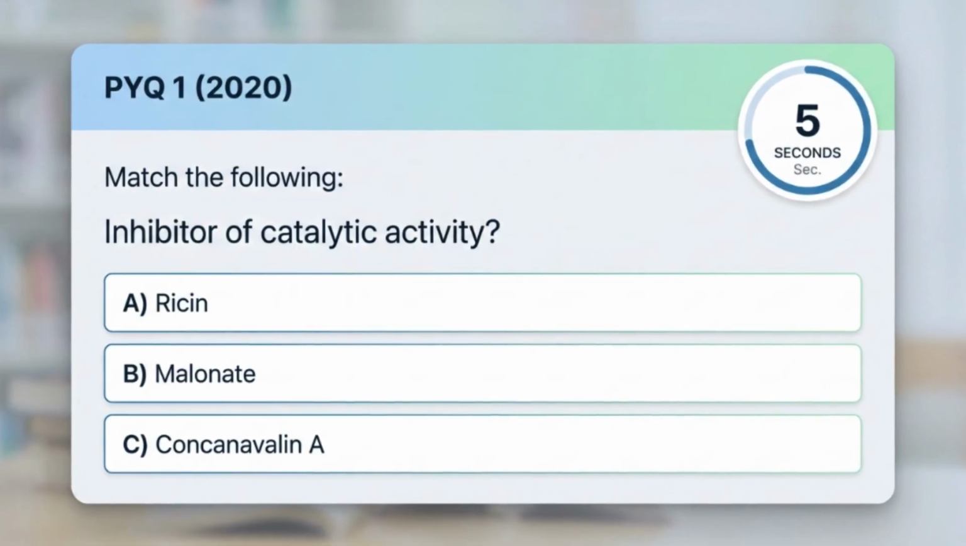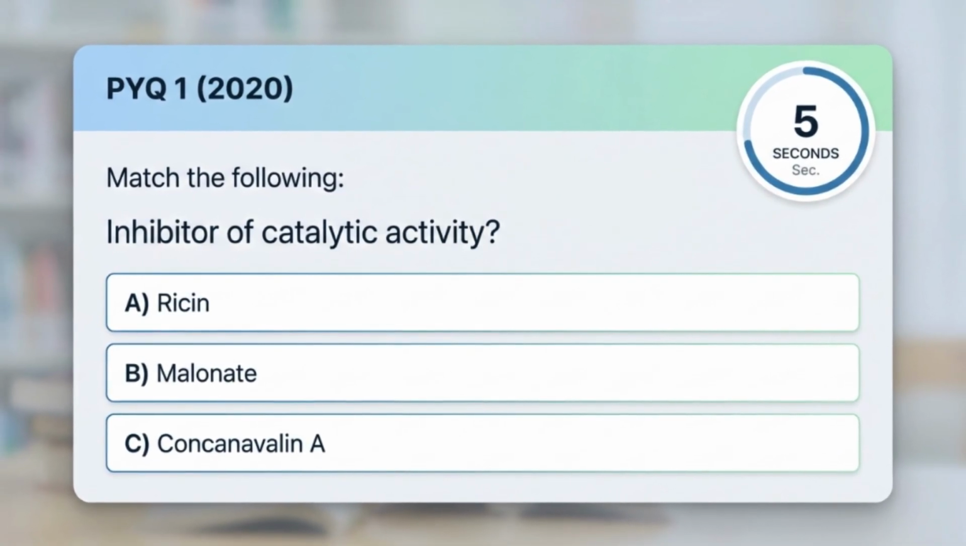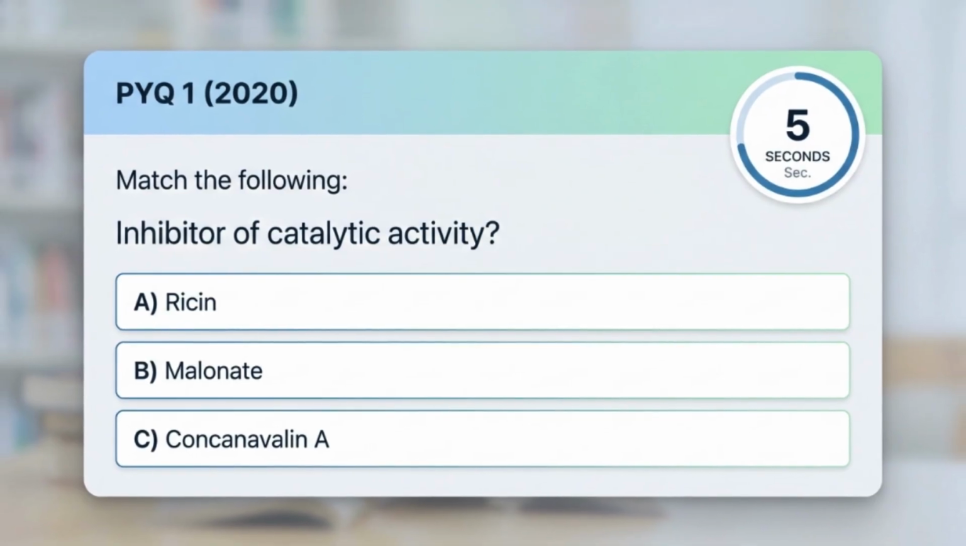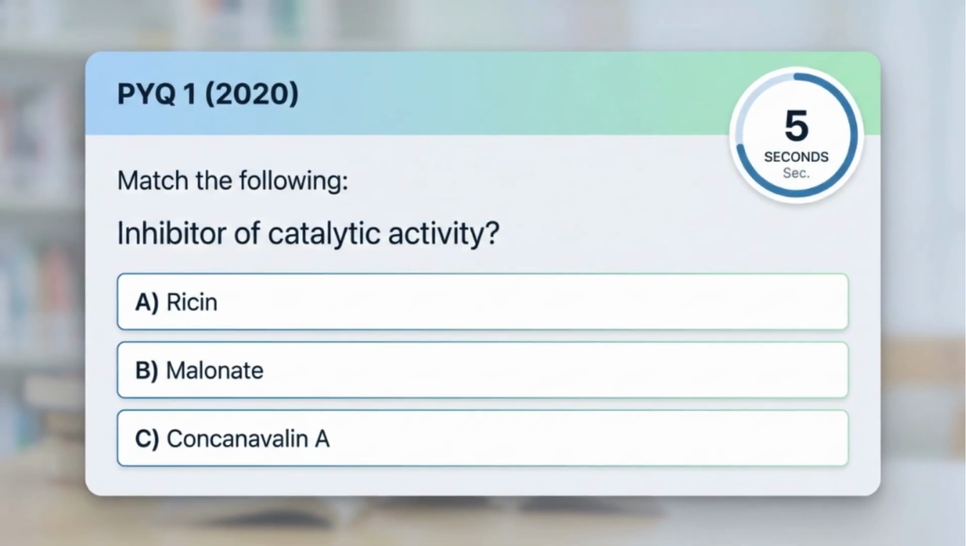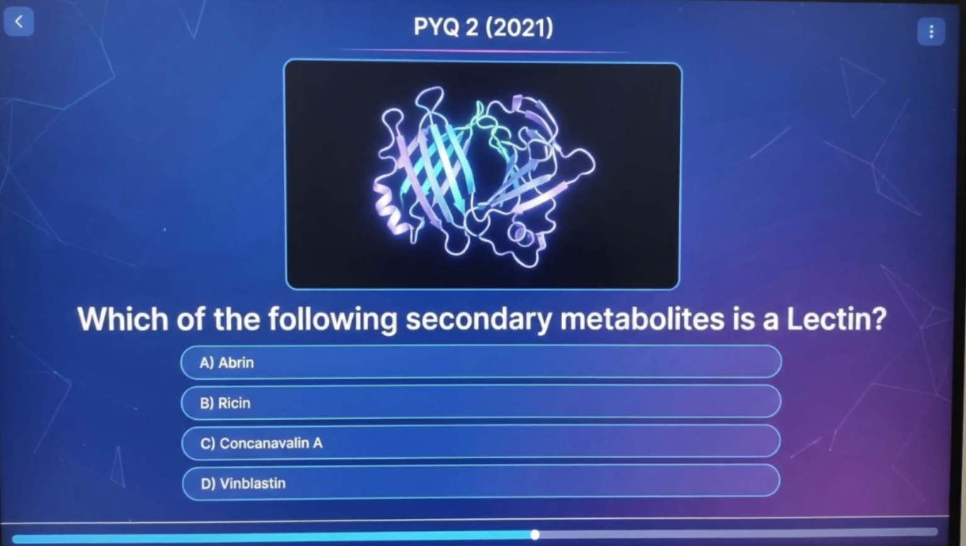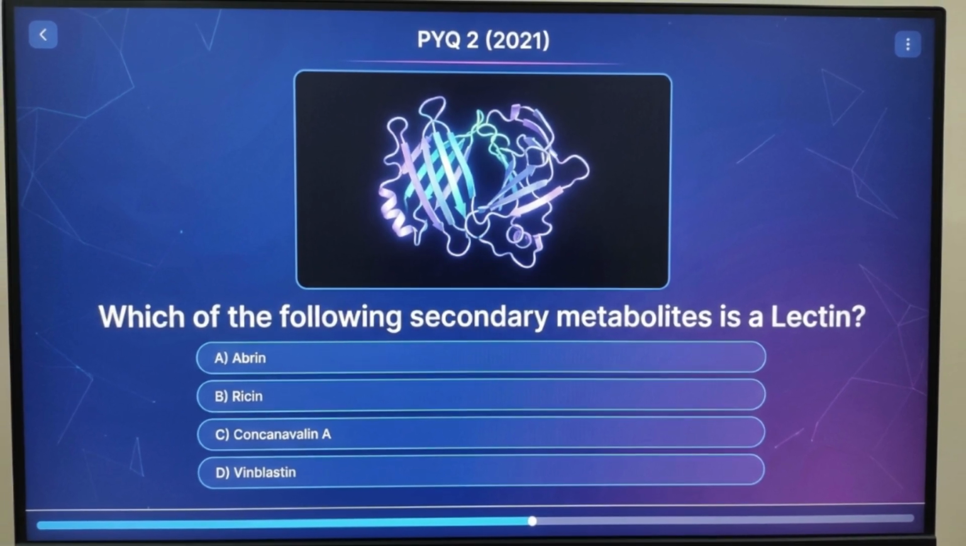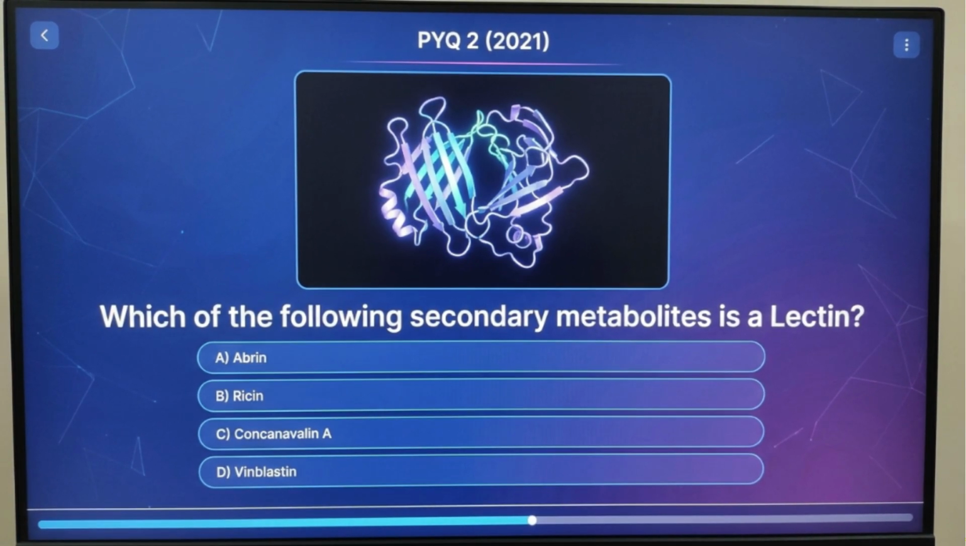Let's test your active recall. Question 1. Which of the following is a competitive inhibitor of catalytic activity? 3, 2, 1. We just covered this. The answer is B, malonate. Question 2. Which of the following secondary metabolites is a lectin? 3, 2, 1. Remember our trick? LC. L for lectin, C for concanavalin A. The answer is C. Look how fast you can solve that.